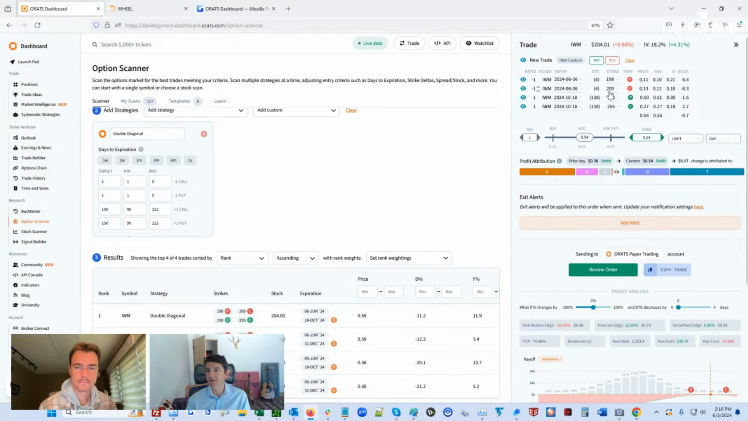So here's an IWM trade we could check out. That looks decent. So let's pay it. I'll even pay it. I'll force it. So we'll watch this too.